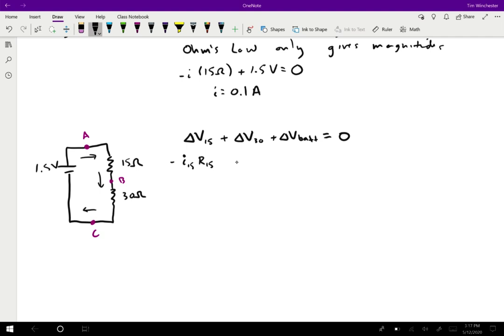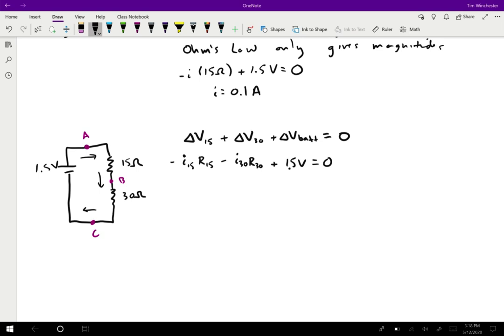Okay, what about the 30 ohm? Well, we have whatever current is going through the 30 ohm resistor times whatever the resistance of the 30 ohm resistor is. And again, it'll be negative because we're going with the current around the loop. What about the battery? Well, we're going the normal way across the battery, so just plus the 1.5 volt potential difference. Those all add up to 0.